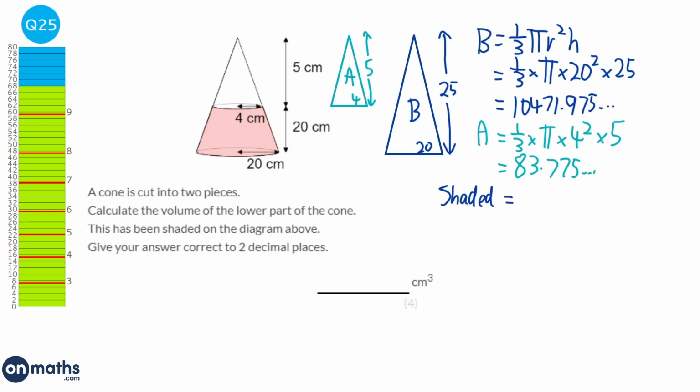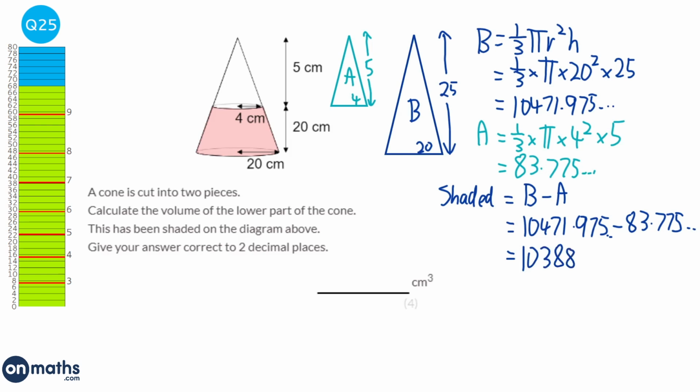So to work out the shaded bit, we're just going to do the volume for B, take away the volume for A. So it's going to be 10,471.975, take away 83.775. And all those I'm going to keep in the calculator to keep the accuracy. And that gives us 10,388.199, blah, blah, blah. And to 2 decimal places, it's going to be 10,388.20.